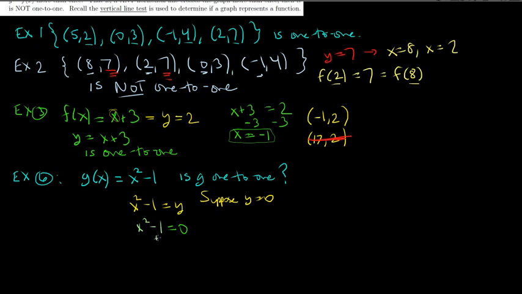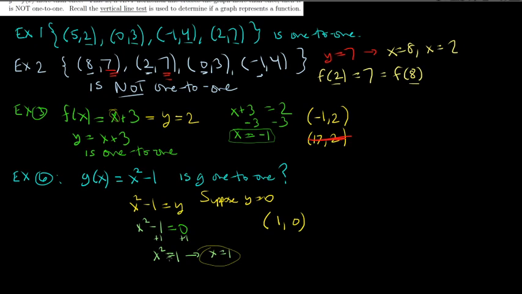If we add 1 to both sides, we get x squared is 1. So that should be obvious: x equals 1, because 1 squared is 1. 1 times 1 is 1. So that tells me that I have an ordered pair, 1, 0. So the question now is, for this to be 1 to 1, when y is 0, can this x be anything other than just 1?